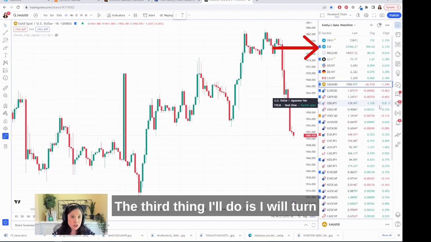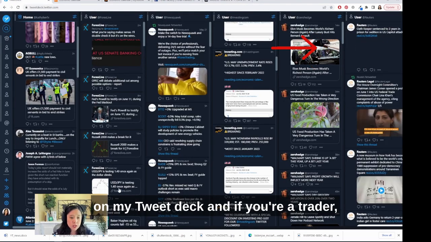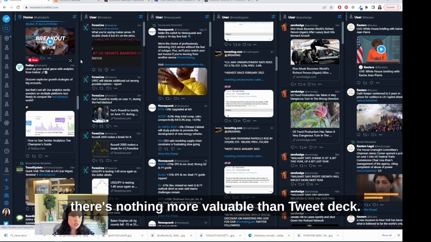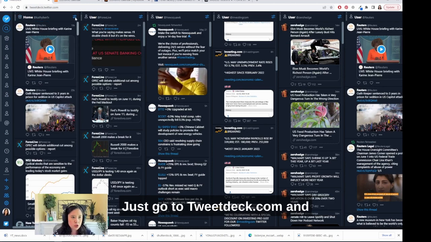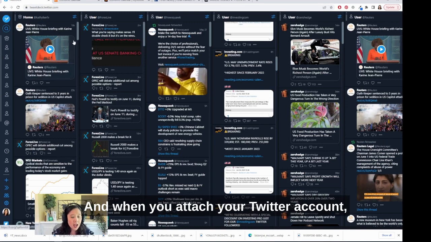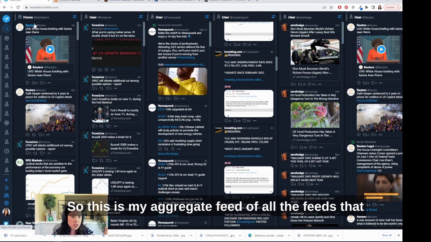The third thing I'll do is I will turn on my TweetDeck. And, if you're a trader, there's nothing more valuable than TweetDeck. It's a completely free resource. Just go to tweetdeck.com and attach your Twitter account. And when you attach your Twitter account, you can create these different feeds. So this is my aggregate feed of all the feeds that I follow.